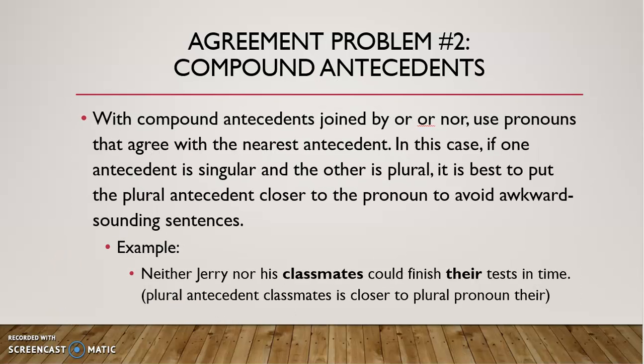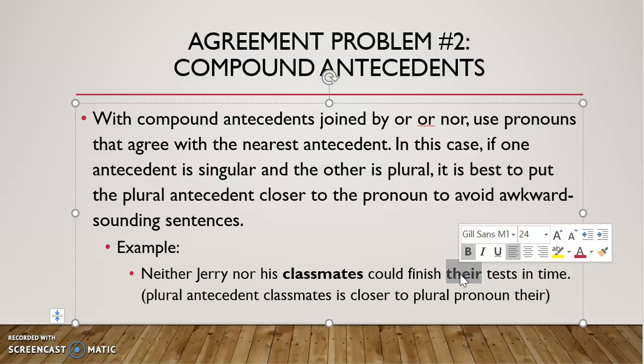With compound antecedents joined by or or nor, use pronouns that agree with the nearest antecedent. In this case, if one antecedent is singular and the other is plural, it is best to put the plural antecedent closer to the pronoun to avoid awkward sounding sentences. Example: neither Jerry nor his classmates could finish their tests in time. Right? The closest is classmates, which is plural, not Jerry, which is singular. So we use here the plural pronoun their.